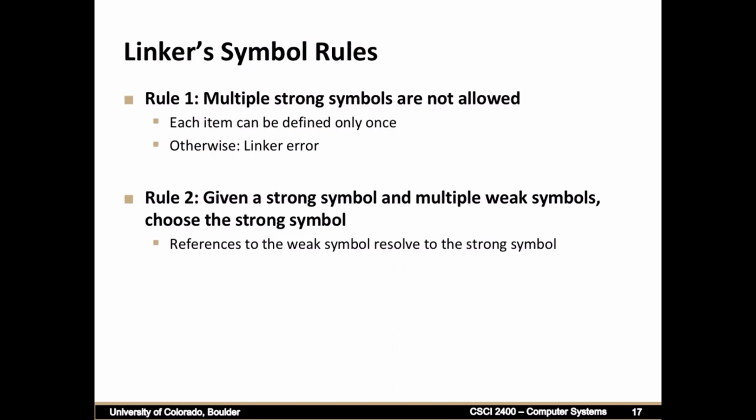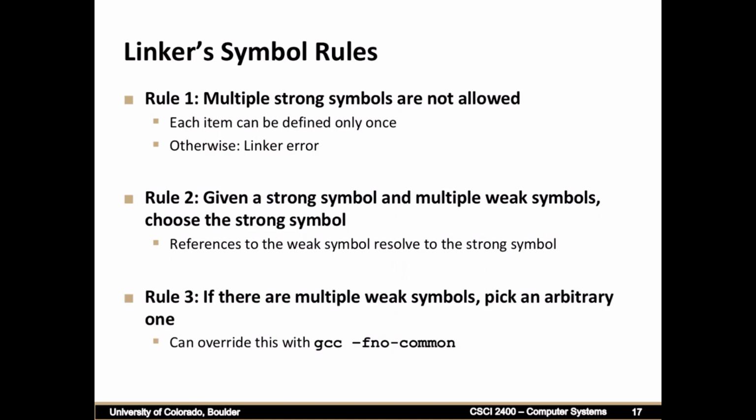Rule number 2, given a strong symbol and multiple weak symbols, you choose the strong symbol. So the value that defines either a piece of code or a piece of data is the definition that wins for that symbol. Now note that symbols have no type information associated with them. That's in the debugger, but not in the linking process. Rule number 3, if there are multiple weak symbols, pick one arbitrarily.